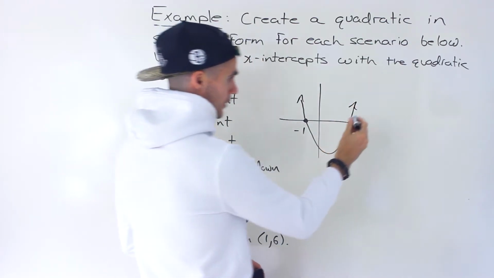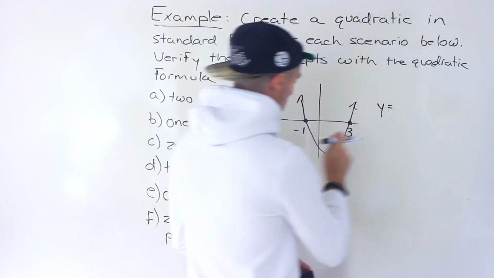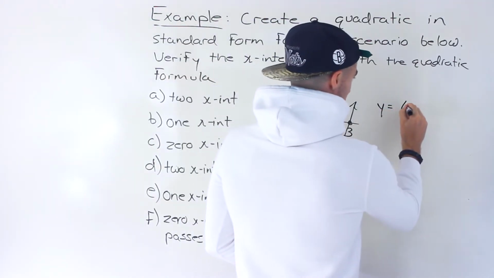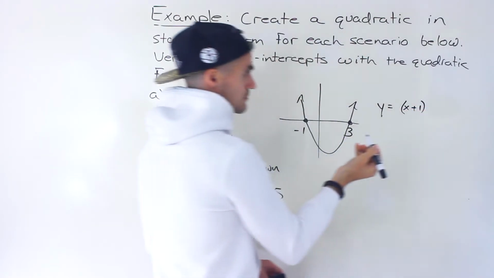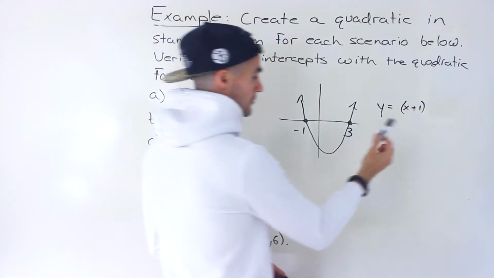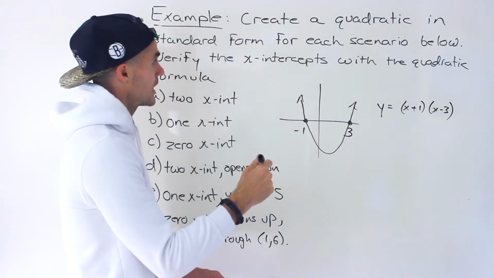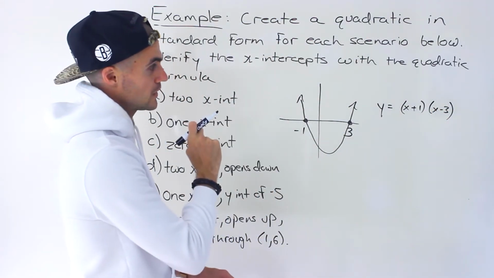And so creating an equation here, we'll have y equals, what would be the factor for an x-intercept of -1? It would be x plus 1. For an x-intercept of +3, it would be x minus 3. Now they want this quadratic in standard form, that's in factored form right now.